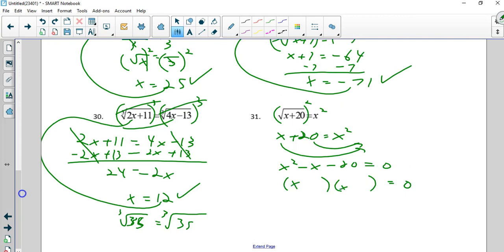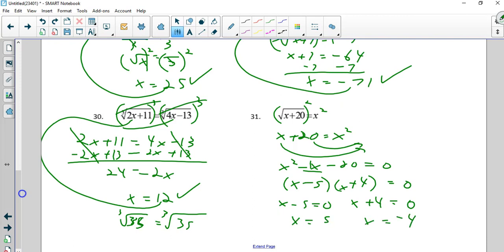X times x. We need two numbers that give us 20 that differ by 1. That's going to be 5 and 4. We want the leftover to be negative, so there you go. We set them both equal to 0, and we solve. X is 5, x is negative 4.